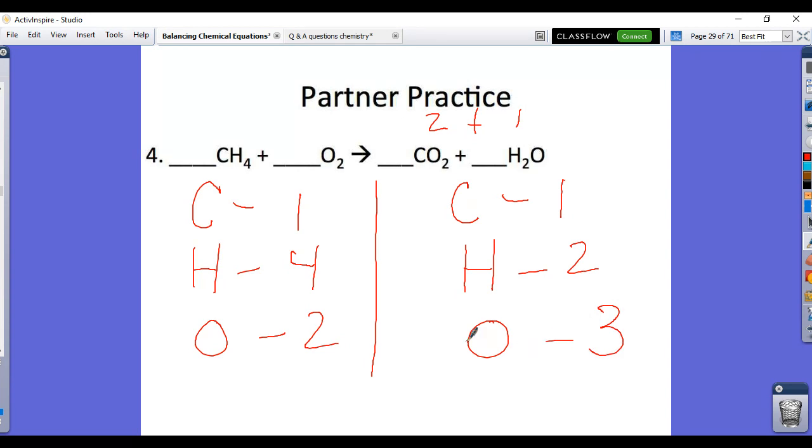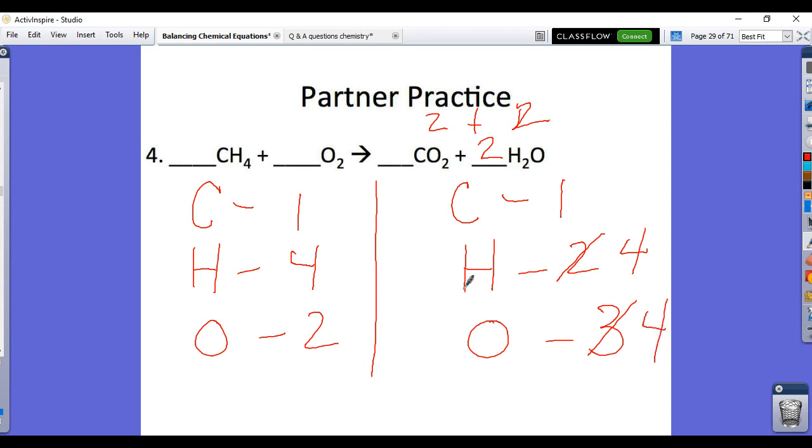So let's look. We see that hydrogens are 4 and 2. So let's make this hydrogen a 4. So in order to do that, what times 2 gives us 4? So 2 times 2 is 4. Now for this oxygen, don't say 2 times 3 because you don't have 6 oxygens. You're going to count it up here. So we have a 2 here and there's 1 oxygen. 2 times 1 is 2. So now we have 2 on right here. So now we add 2 plus 2, that gives me 4.